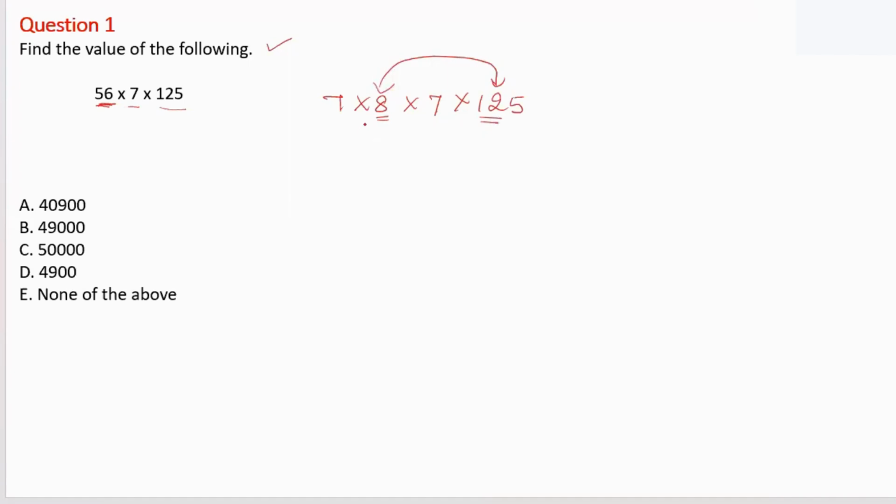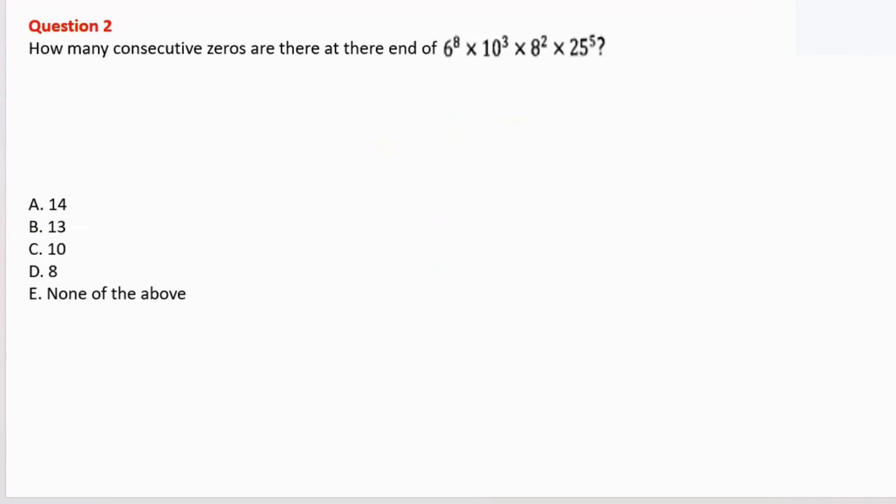So I can just shift it near, and this is also called one of the parts of the associative property. Now what we have to do: 7 into 7 into 8 into 125. And 8 into 125 is 1000 and 7 into 7 is 49. So it will become 49,000. So 49,000, option B, will be my answer. Now we will do the second question.